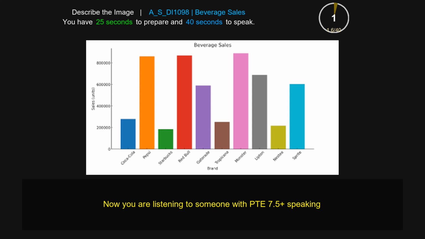The image provided is a bar graph, and it gives information about beverage sales, with the x-axis representing the brand, while the y-axis is representing the sales in units. Firstly, it is clear that Pepsi has got the highest units being sold of over 800,000 units, while Starbucks has got the least units being sold of less than 200,000 units. And in conclusion, we can safely say that Pepsi has got the highest number of units being sold of over 800,000 units, while Starbucks has got the least of less than 200,000 units.